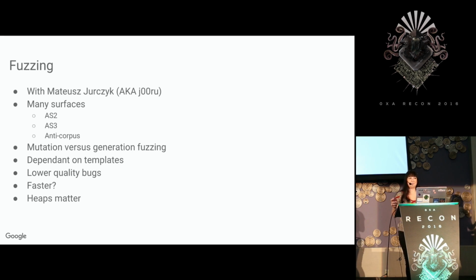You do find a lot of bugs, but a lot of them are null pointer exceptions, and you can spend a lot of time going through the bugs trying to find the good ones. But we've definitely found good bugs that way. And the last thing is that heaps really matter here.